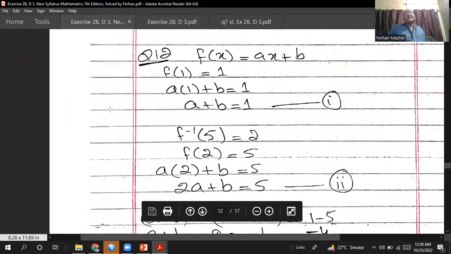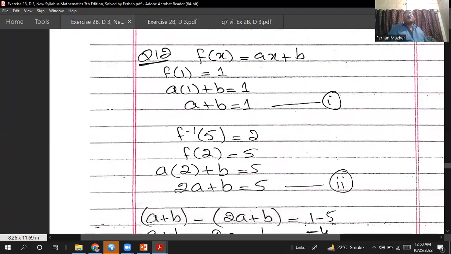And let me show you. f of x is equal to ax plus b. It is given that f of 1 is equal to 1. So it will be a into 1 plus b equals 1. So a plus b is equal to 1. That is the first equation. Then they said f inverse of 5 is equal to 2. So f of 2 will be equal to 5. So a into 2 plus b equals 5. So 2a plus b equals 5.